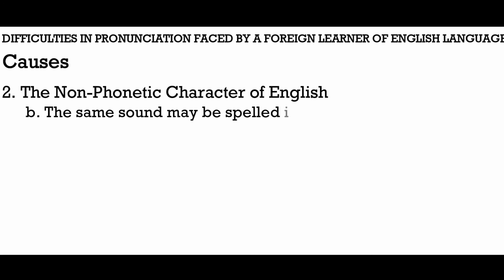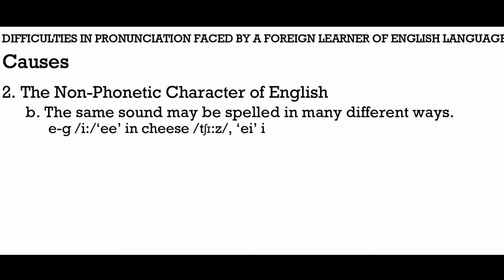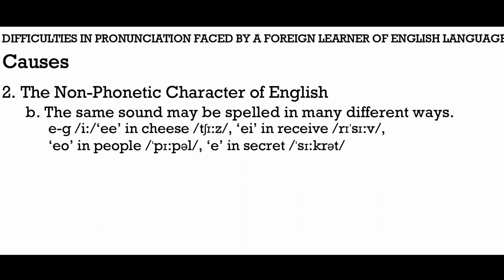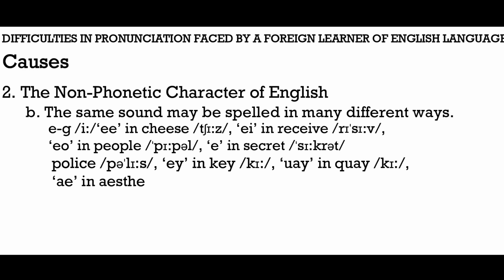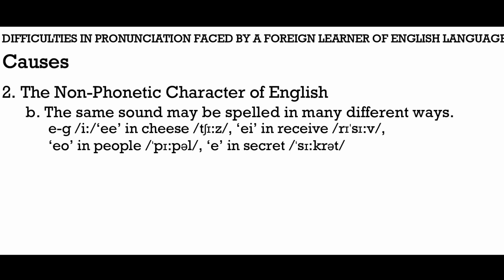Now, the second thing in the non-phonetic character of English is that the same sound may be spelled in many different ways. For example, the vowel sound E may be spelled as in cheese, receive, people, secret. You can see that the same sound may be spelled differently in these words: police, key, quay, aesthetic, etc. So these two things show us the non-phonetic character of English.